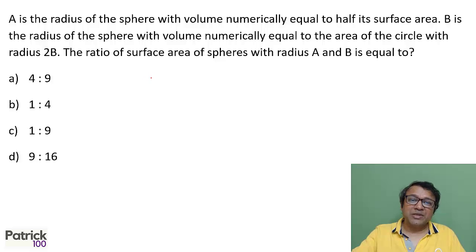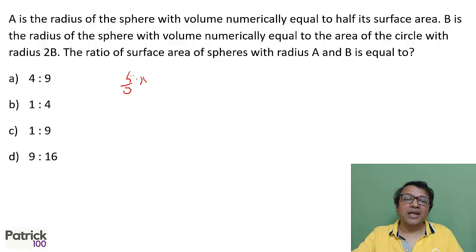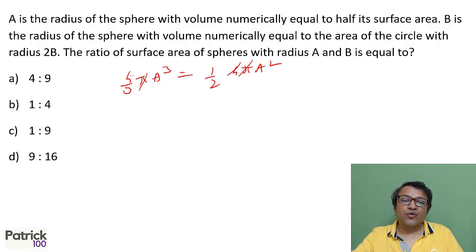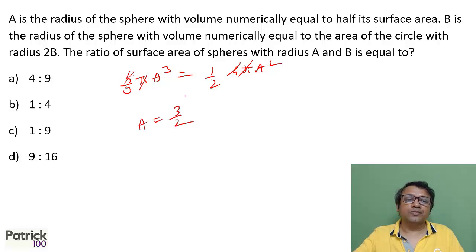A is the radius of a sphere with volume numerically equal to half the surface area. Volume is 4/3 pi A cube, numerically equal to half the surface area, 4 pi A square. So pi gets cancelled, 4 gets cancelled. So you will get A equal to 3/2.